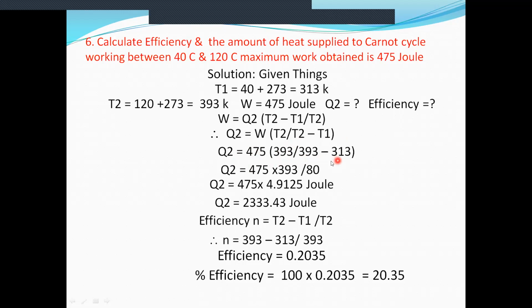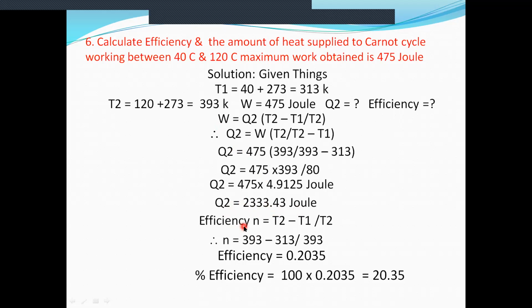393 minus 313, so it becomes 80. And if you do the calculation, 475 into 393 divided by 80, the answer will be 4.9125. And if you multiply these two, Q2 is equal to 2333.43 joule. So this is the heat absorbed.